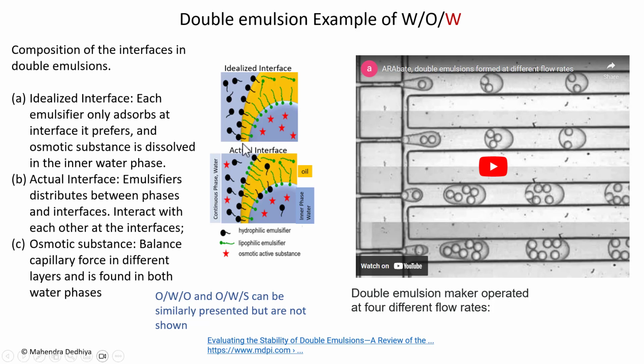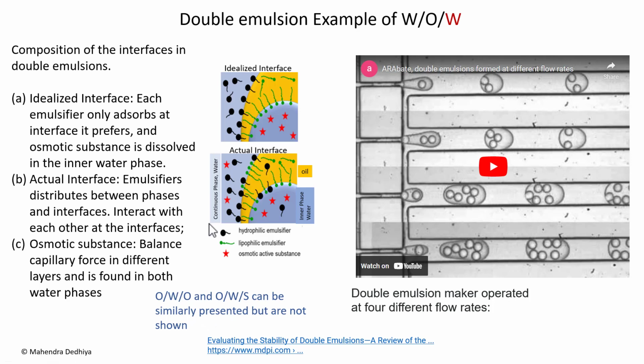In reality, green surfactant or emulsifier may also orient in the W2. Similarly, black shown here, emulsifier will orient towards W1 inner phase water. Oil phase here is immiscible with either of the water phases. Oil, water and oil, water and siloxane can be similarly presented but are not shown here.